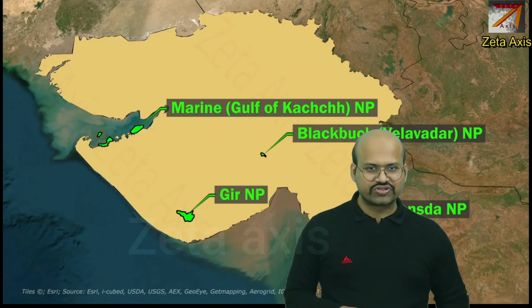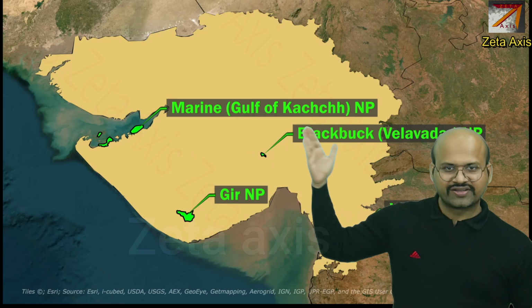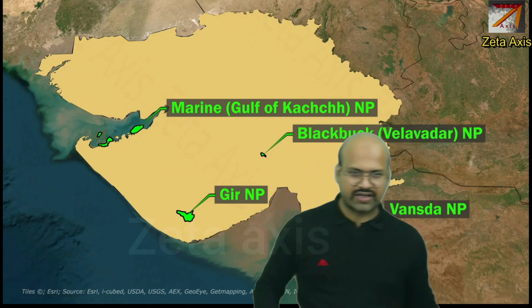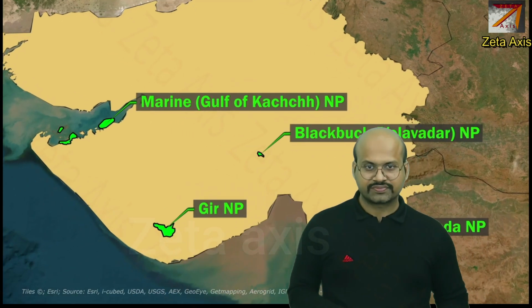Now let's move on to Gujarat. The main national parks in Gujarat are Marine or Gulf of Kutch National Park, Blackbuck, Gir National Park and Vansda National Park. So there are a total of 4 national parks in Gujarat.